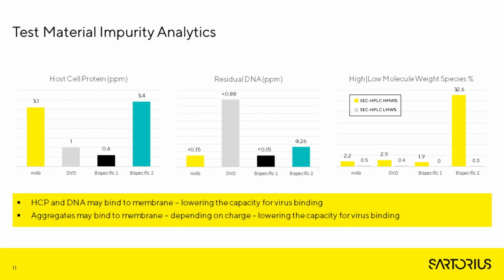And the graph on the far right shows the high and low molecular weight species percent. So here, bispecific 2 really stands out as it contains a large amount of aggregates, 32%. So these aggregates may or may not be negatively charged at pH 7.2, and they may or may not bind to the membrane. Most aggregates are positively charged and will not bind to anion exchange media.